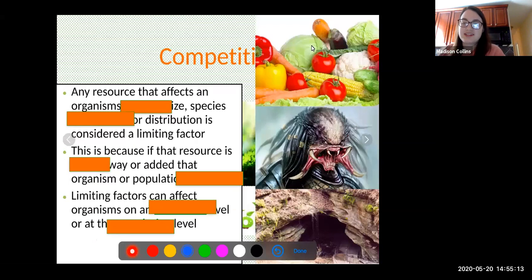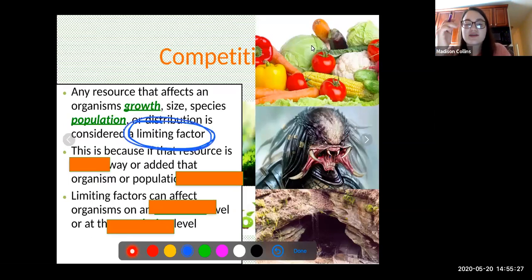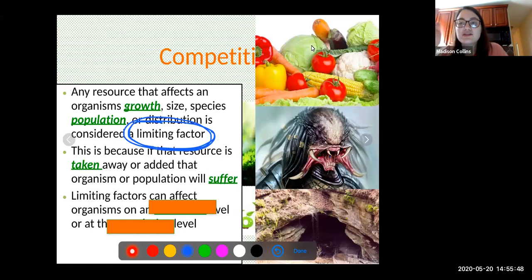All right, competition. Any resource that affects an organism's growth, size, species population, or distribution is considered a limiting factor. I would highlight that word or underline it because you'll see the word limiting factor a lot. We call it a limiting factor because it limits the growth of the species. If that resource is taken away or added, that organism or population will suffer. So it limits the growth of the species and basically keeps that species in check.